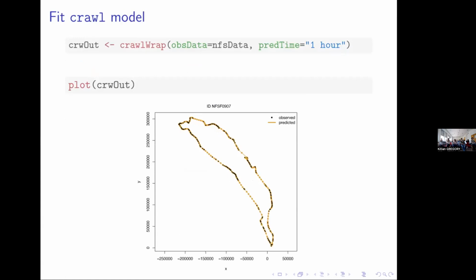And the way we do that is through the crawlWrap function. It is just a wrapper for the crawl package. So it just does the step where it fits the model. And again, that model accounts for measurement error. So that's the main thing crawl is doing for us there. And then it also allows us to simulate those realizations from the track. So the crawlWrap function just does all of that in one wrapper function. And then it gives you this as your output where you can look at your predicted and observed locations and make sure everything looks okay there.